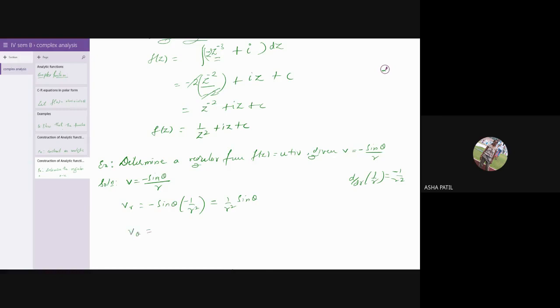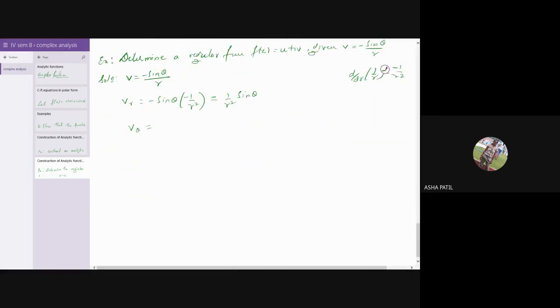Now let us differentiate with respect to theta partially. Derivative of sin theta, keeping minus 1 by r as constant. Derivative of sin theta is cos theta. Okay. So we have v theta is minus 1 by r into cos theta. Now consider f dash z.